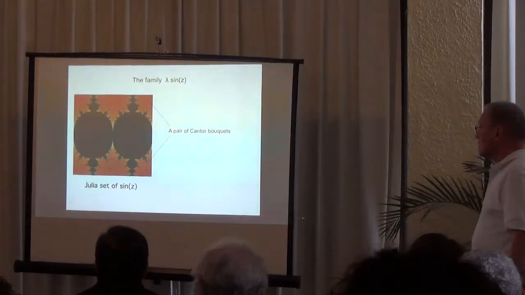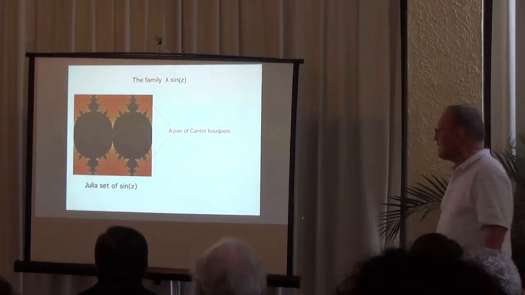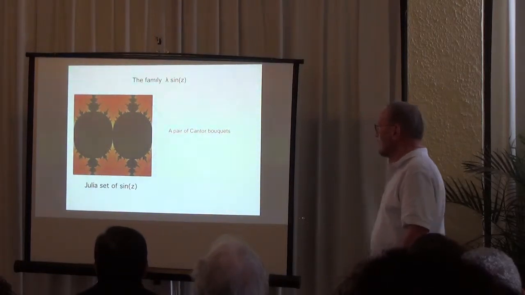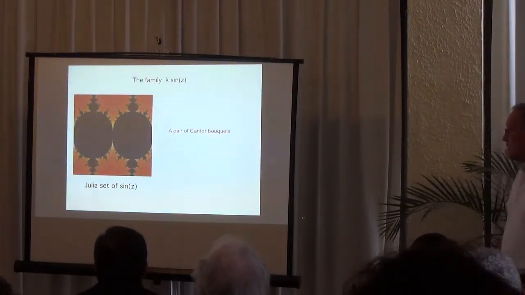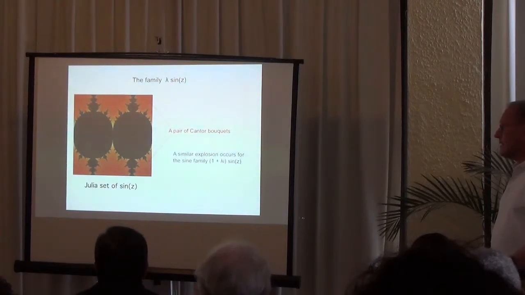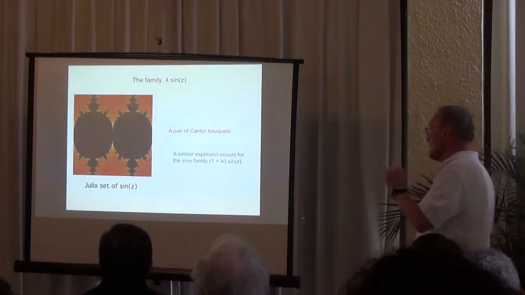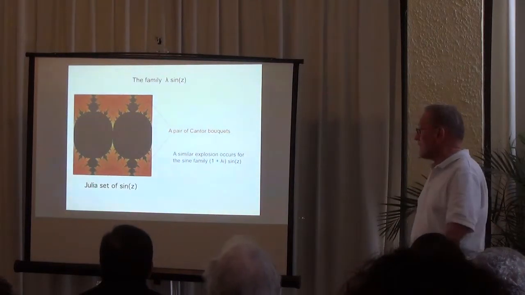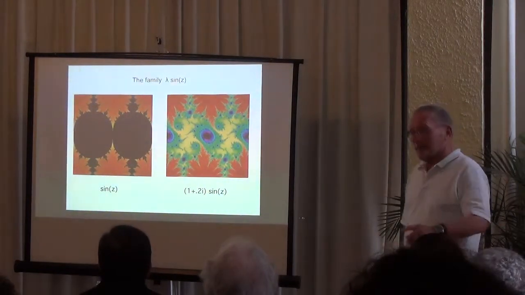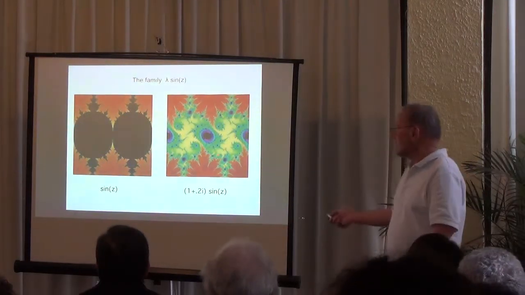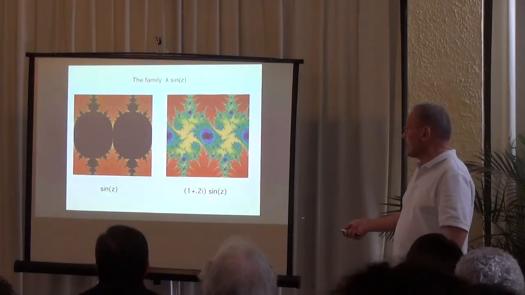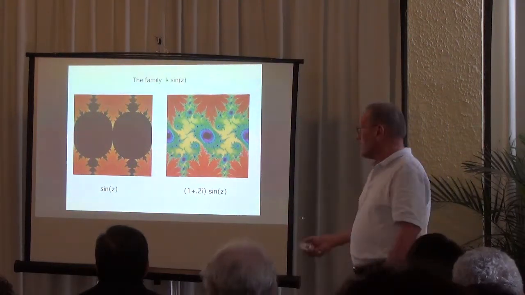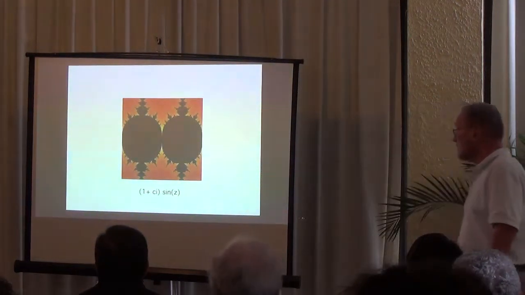Now, maybe give sine a try. Okay, remember for sine, lambda sine z, you get a pair of critical points in the Julia set. Let me look at now 1 plus lambda i sine z, let lambda vary. When lambda is non-zero, suddenly the Julia set of 1 plus lambda i sine z changes dramatically. Let me show you that with a little animation.